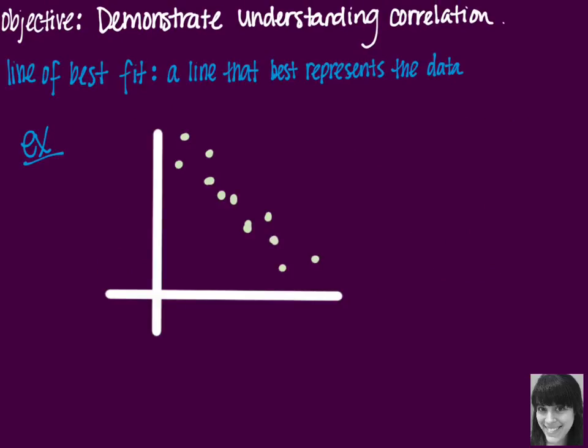The line of best fit is a line that represents the data, right? So I took the moderate negative correlation, and now all I have to do is put a line that generally goes through most of the points.